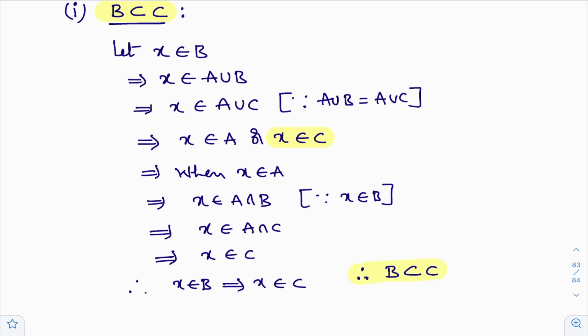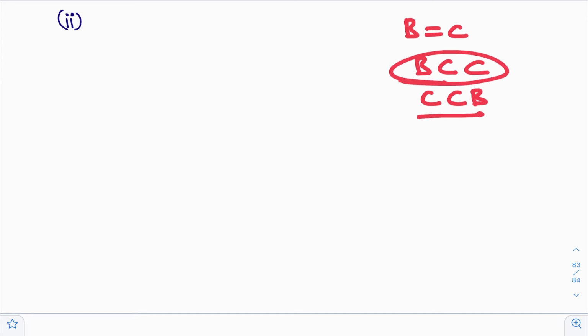I proved that. Similarly, if I can prove that C is subset of B, then this problem will be over. Actual thing is I am trying to prove that the set B equal to C. How to prove? First, I will prove that B is subset of C. Next, I will prove that C is subset of B. Now, this one is over. Now, I need to prove that C is subset of B. How to prove this? Very simple.